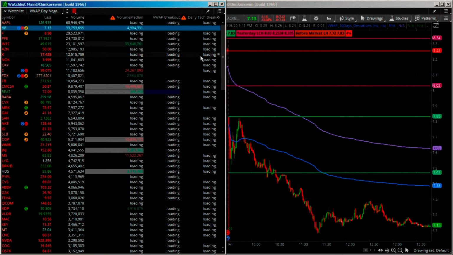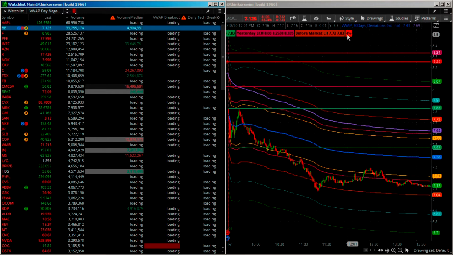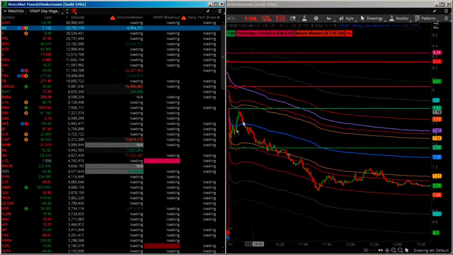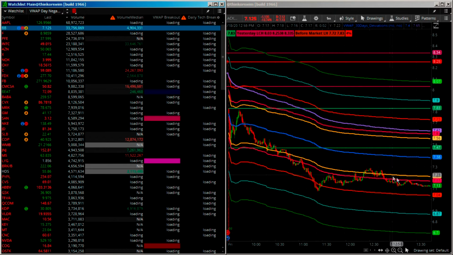Let's look at another one. BB has been under the VWAP for 96% of the time. As you can see, it was barely over the VWAP for the first part of the day, and after that it's been under VWAP the whole day.